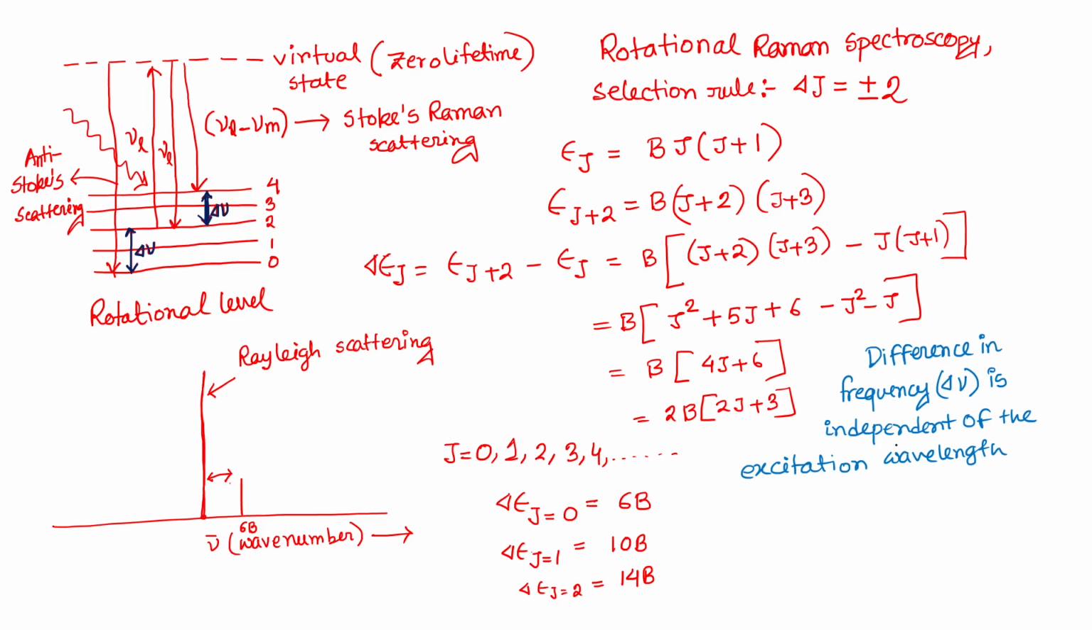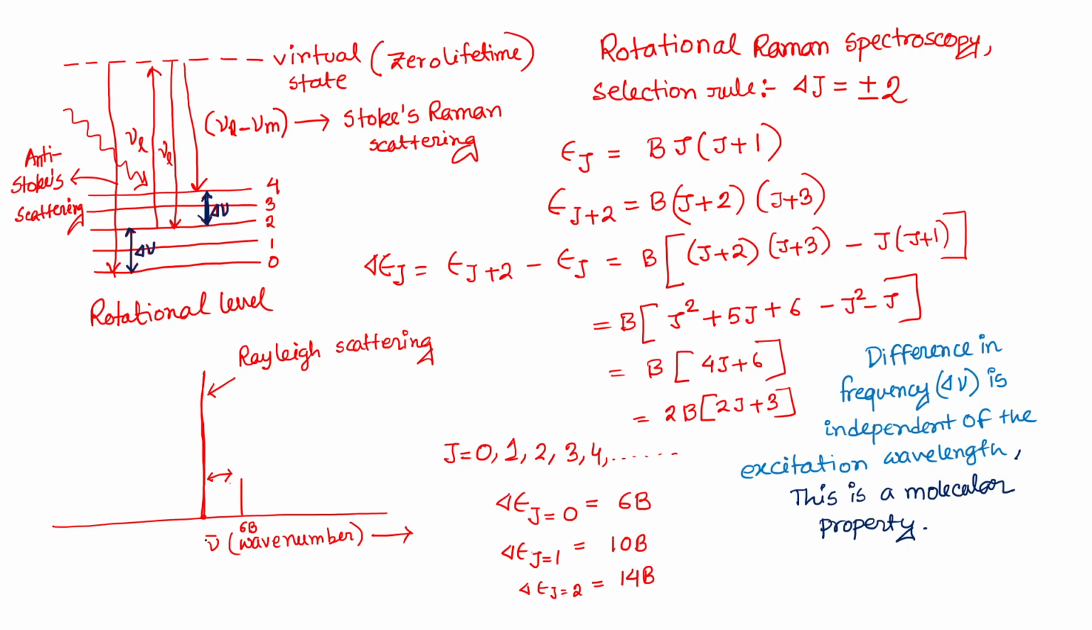This is what I was discussing, that the difference in the frequency is independent of the excitation wavelength. This is a molecular property. So this is what I was trying to say: it is not dependent on the excitation wavelength. These gaps between the rotational levels, or whatever energy levels we are taking, are a molecular property. It is not dependent on the excitation wavelength.